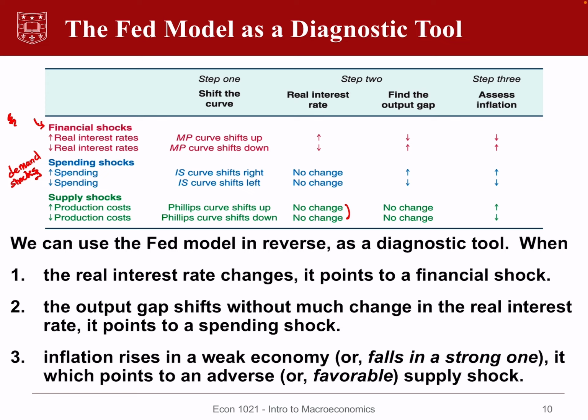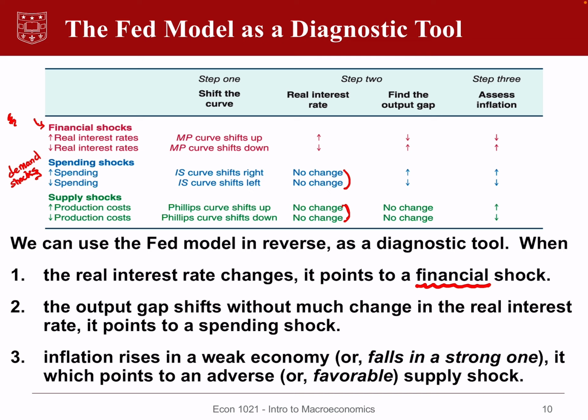If it is the case that the real interest rate is changing, then because the only reason that the real interest rate would change is because of financial shocks, right? It doesn't change with spending shocks. It doesn't change with supply shocks. Then we could pretty confidently say that the reason for what's happening in the macroeconomy is stemming from the financial side.